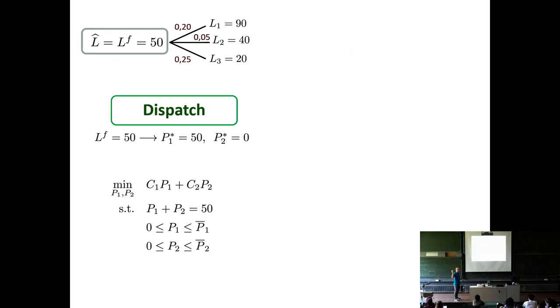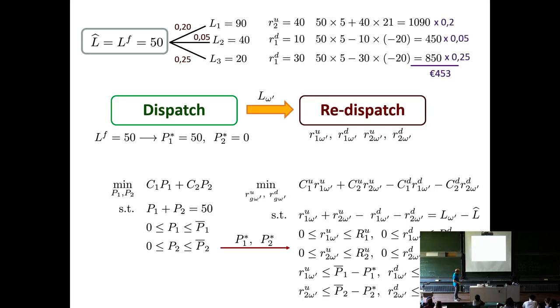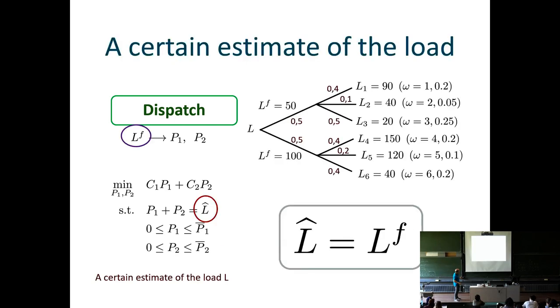Suppose there are two possible events regarding the forecast. We only have two values, 50 and 100. Let's see what happens if we have 50. If we have 50, we have that branch of the tree. We apply the merit order and we get P1 equal to 50, the cheapest generator, and P2 equal to 0.